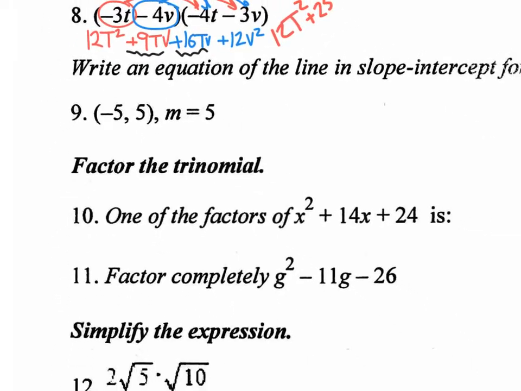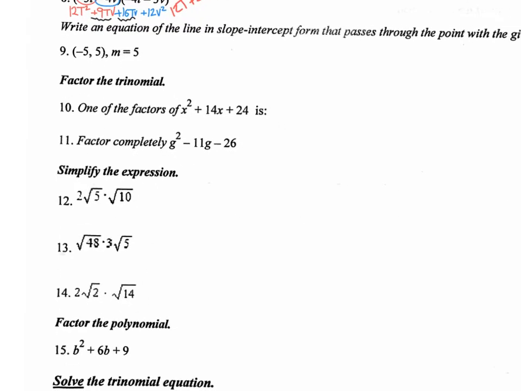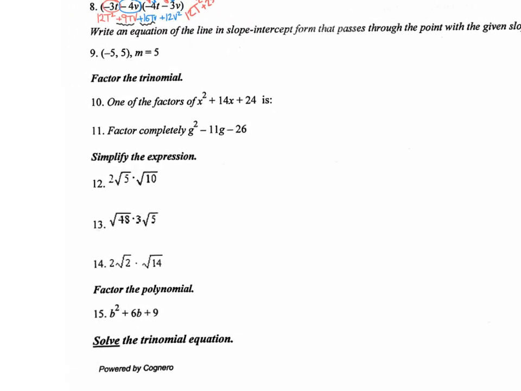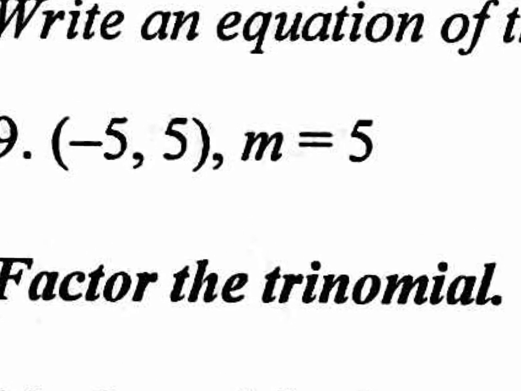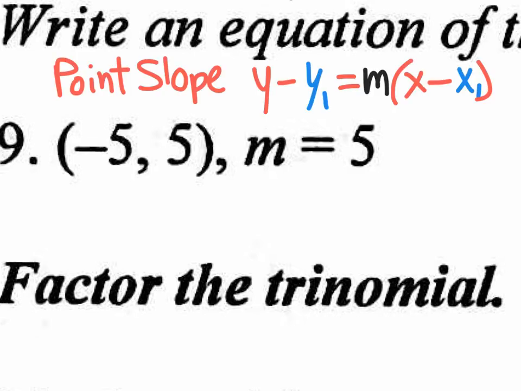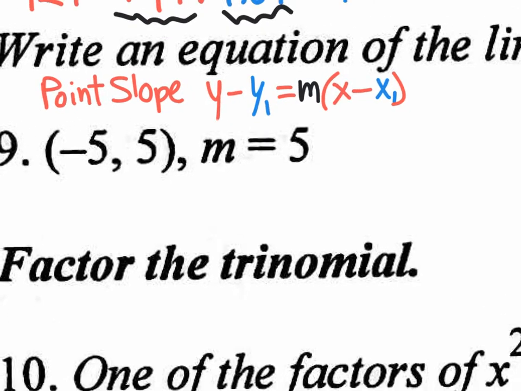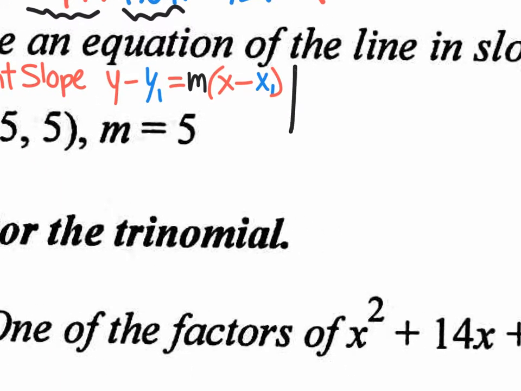Write an equation of the line in slope intercept form that passes through the point with the given slope. They give you a point, they give you a slope. The easiest thing would be to write it in point slope form, but they want it in slope intercept form. So just to review, that's your point slope form right there. Now let me go over here to the side and write the slope intercept form right next to it. That's slope intercept right there.